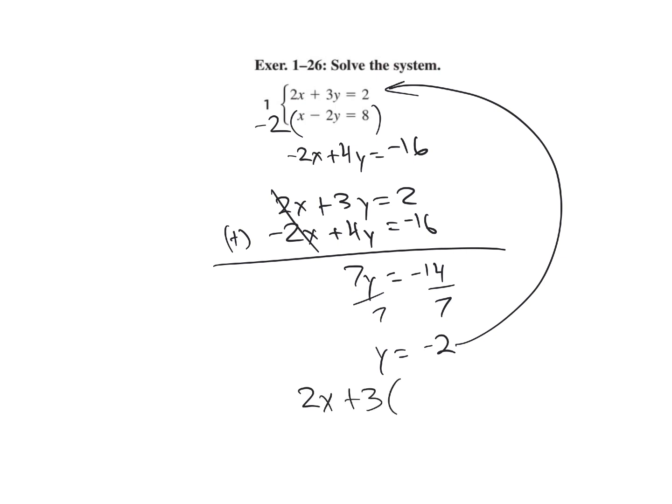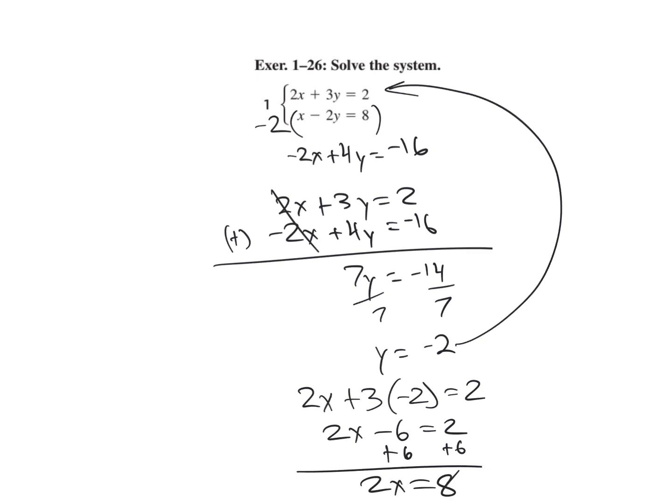2x plus 3 times y equals 2. So 2x minus 6 equals 2, or plus negative 6. Add 6, and 2x equals 8. Divide off 2, x is 4, and y is negative 2. Going on to number 3.